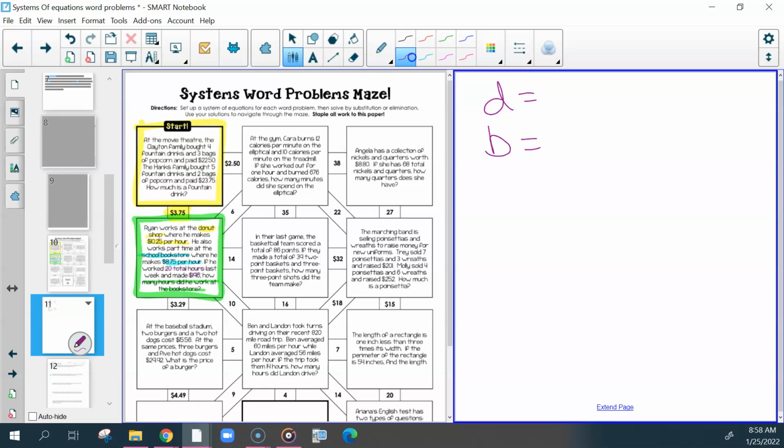And we have to be very specific when we define our variables. It can't just be donut shop and bookstore, because that doesn't tell me what this means. So this needs to be the number of hours worked at the donut shop and the number of hours worked at the bookstore.